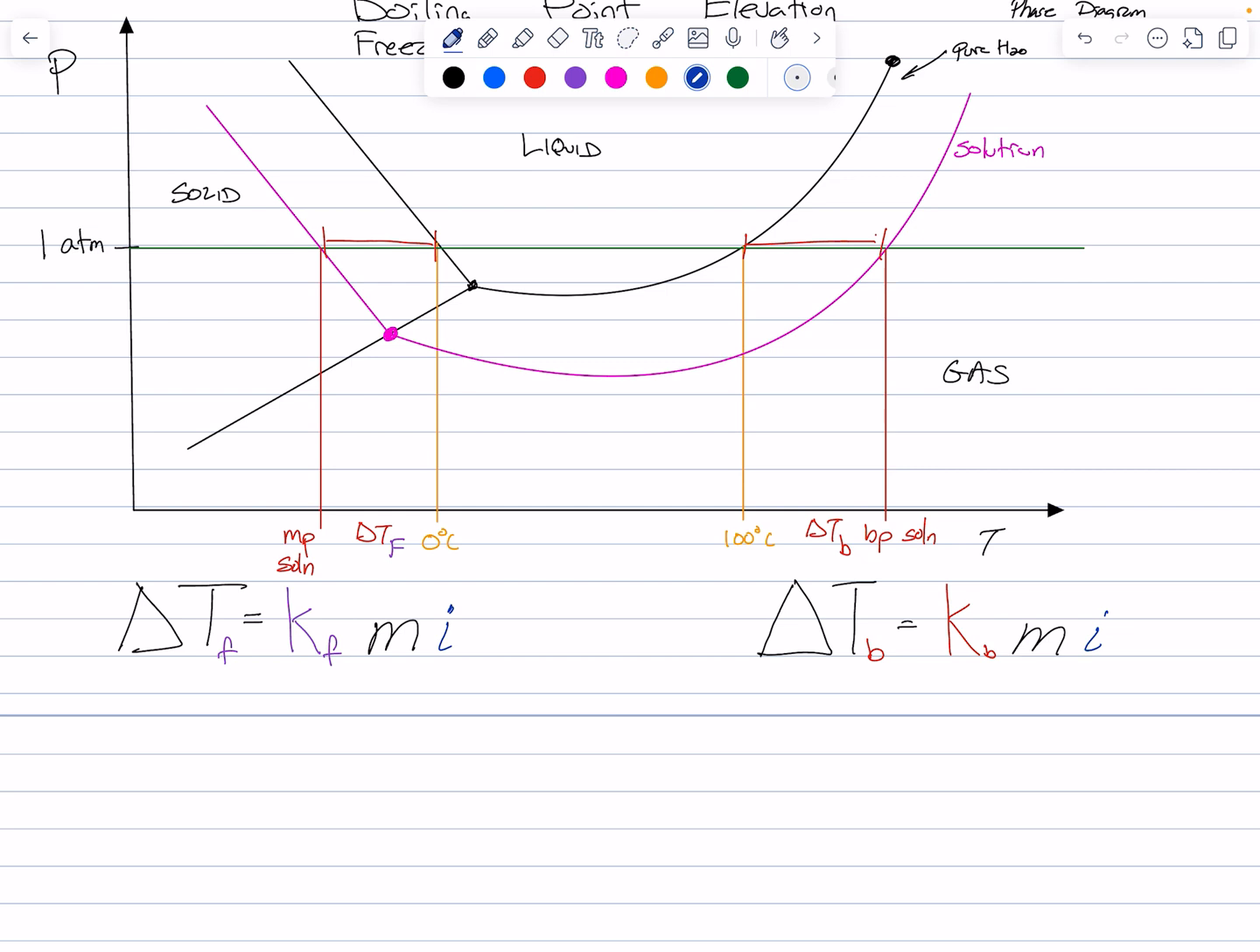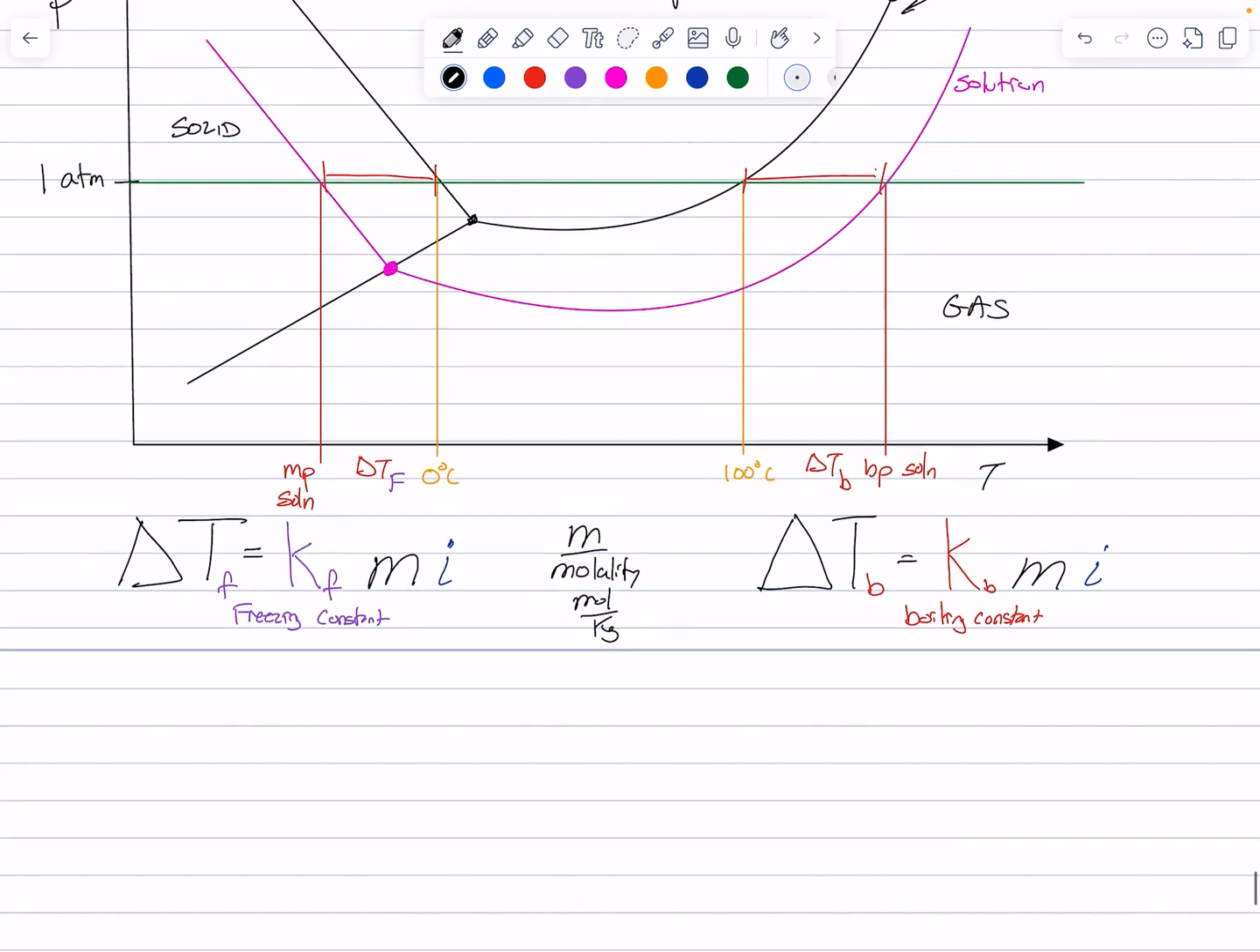So we got the freezing constant. Boiling constant. m is the molality. All right. And we got the freezing point that goes down and the boiling point that goes up. What is this i?